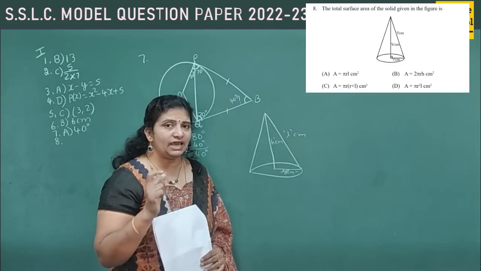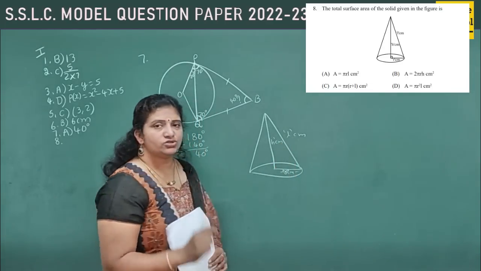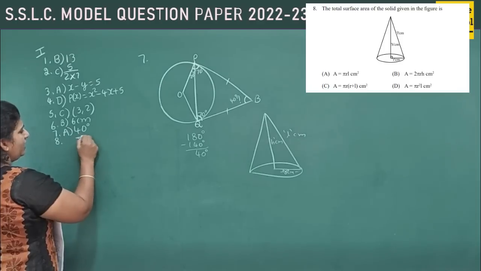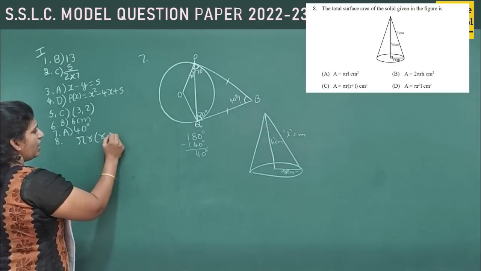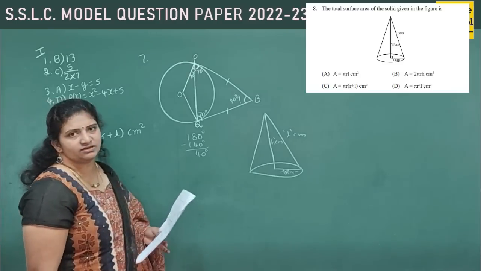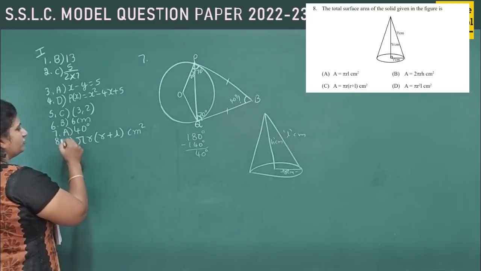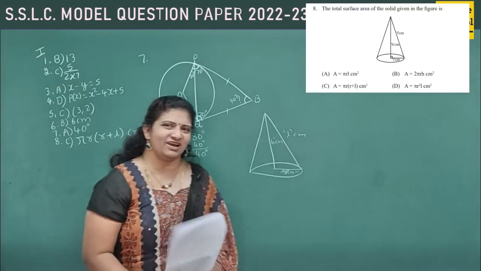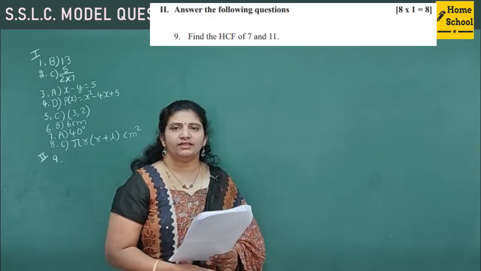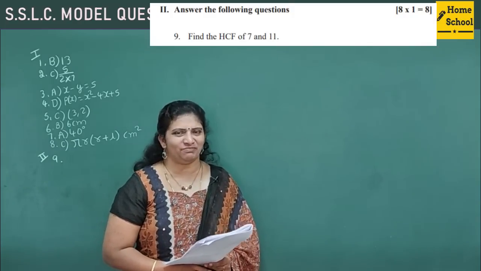When you are saying area, here you can see centimeters given. So write along with the unit, that is pi r into r plus L centimeter square is the total surface area. Which option is the right answer? It is option C. With this we complete our first main. Second main, answer the following questions. In this again you will be having 8 questions. Each carries 1 mark. 8 into 1, 8 marks.